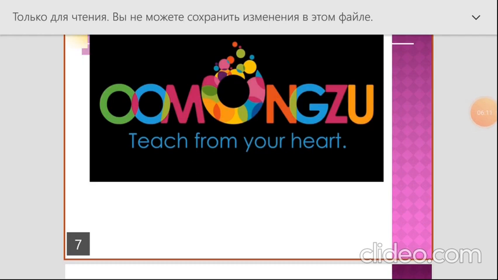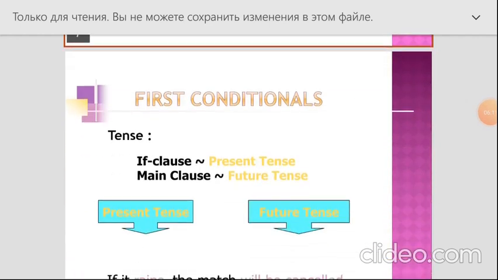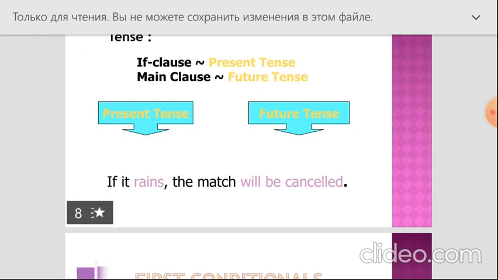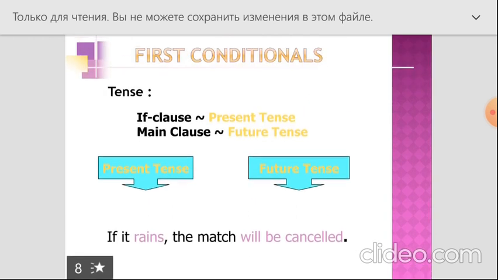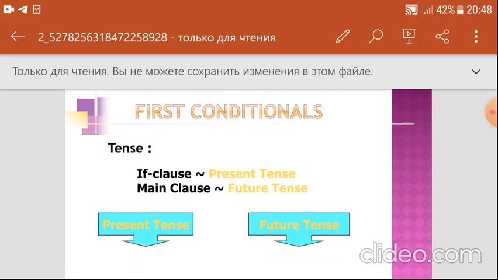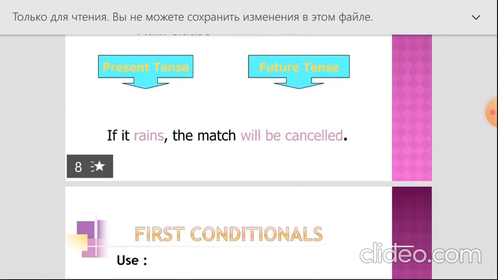So let's continue our lesson. Next one is the first conditionals. The tense of the first conditionals: the if clause is in the present tense and the main clause is in the future tense. First conditional sentences are used to express situations in which the outcome is likely to happen in the future. For example, if it rains, the match will be cancelled.